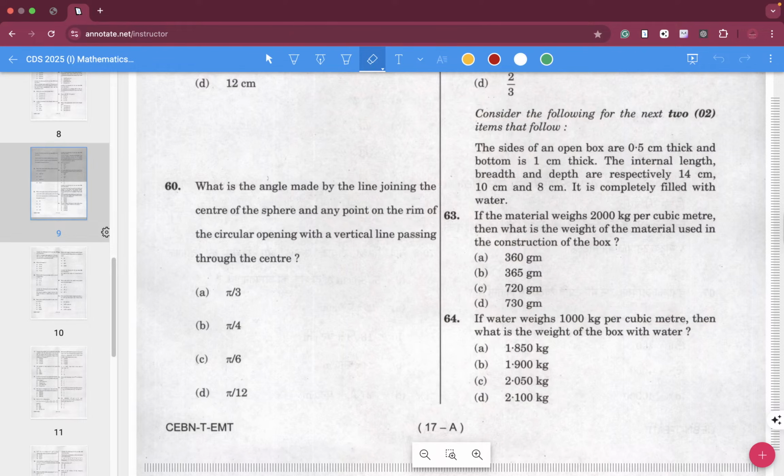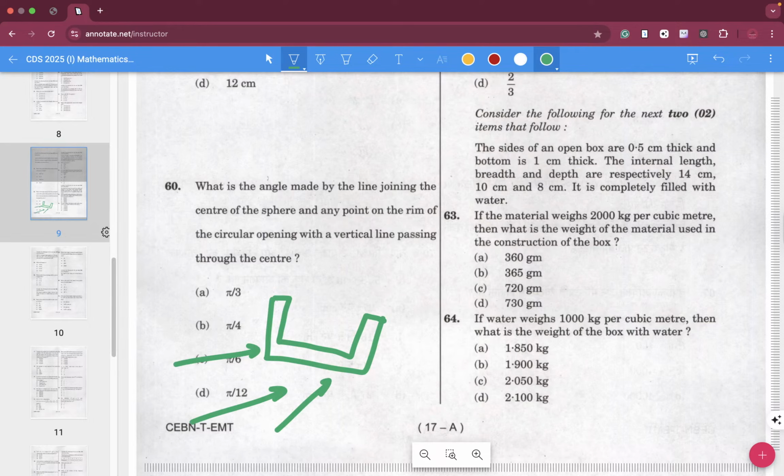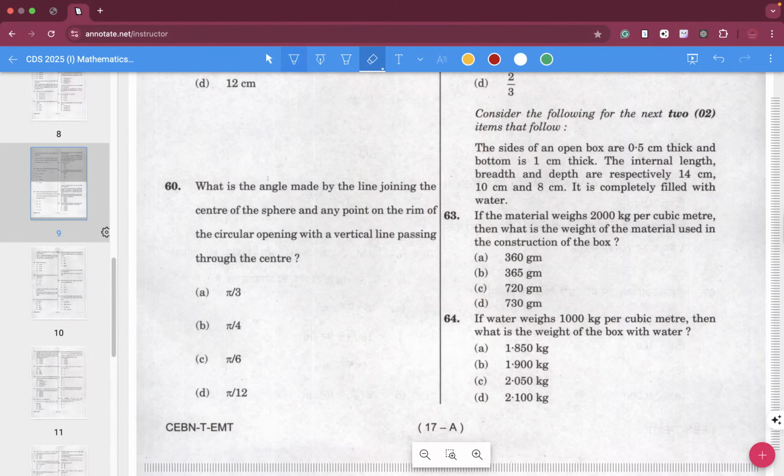How do you draw an open box? Something like this the open box will look. In 3D you are only looking at one of the cross sections. Let's say you are looking from this particular angle, from the front. So imagine this open box. How exactly is this open box going to be?